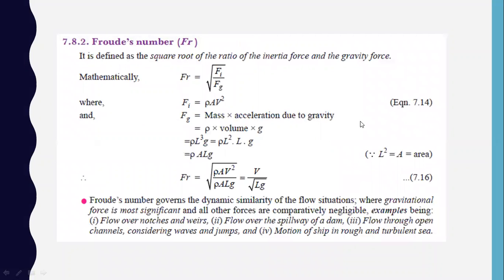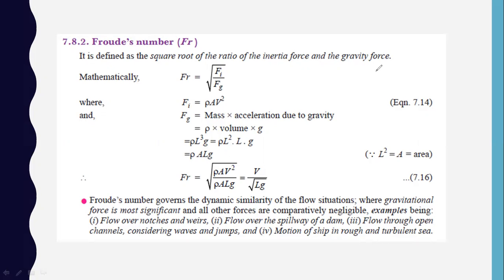Next one is the Froude number. Froude number is the ratio of inertia force to the gravity force. Once again, the inertia force is rho A V square. For the gravity force, F equals mass into g, acceleration due to gravity. For mass, rho into volume into gravity. So for volume, rho L cube into g. If we take L square as the area, it is rho A into L into g. Therefore, Froude number is V divided by root of L into g. Once we divide, we get this.